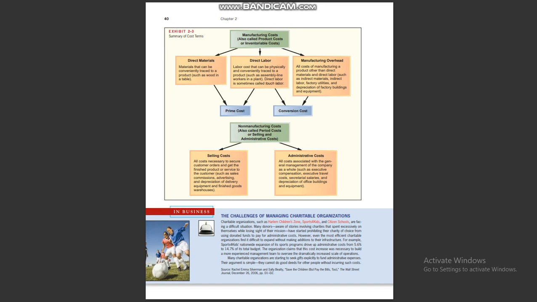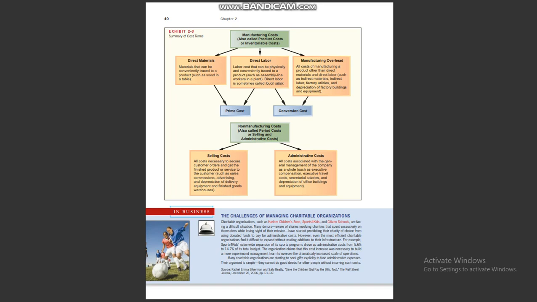Manufacturing cost, also called the product cost, is divided into three parts: direct material, direct labor, and manufacturing overhead. Direct materials are materials that can be conveniently traced to a product, such as wood in a table.